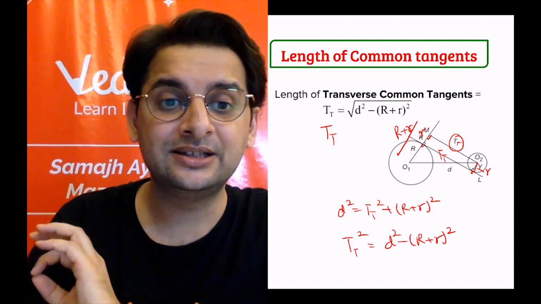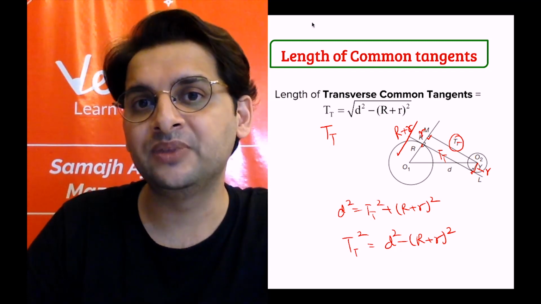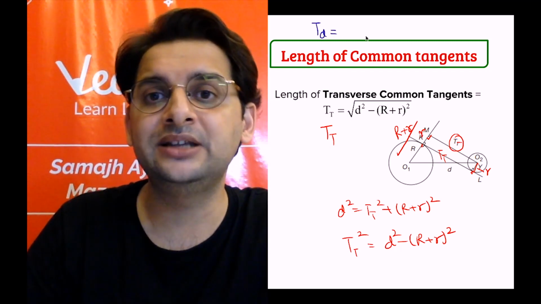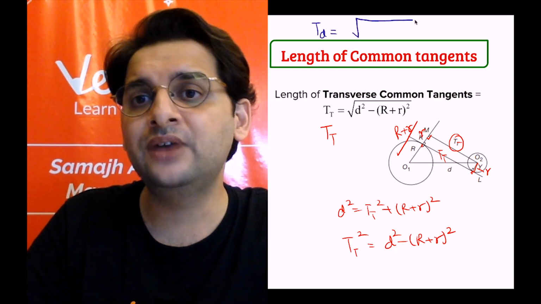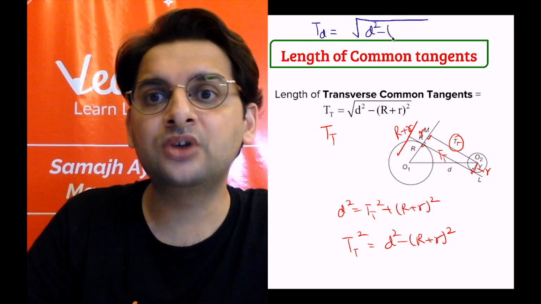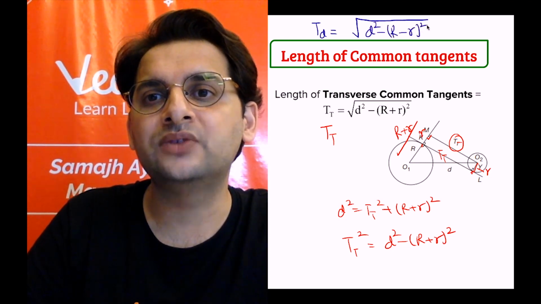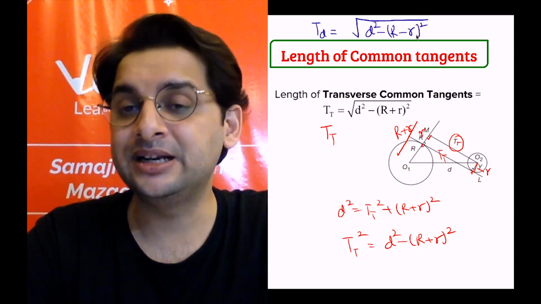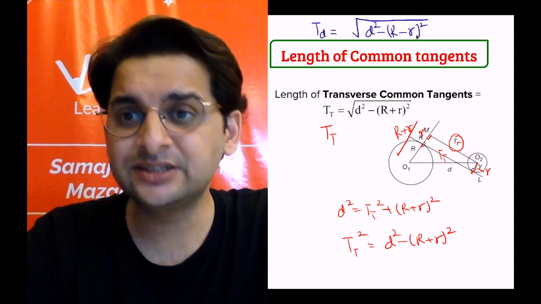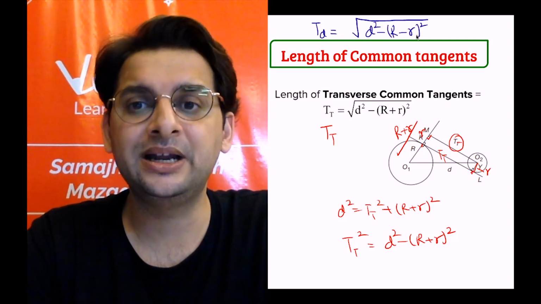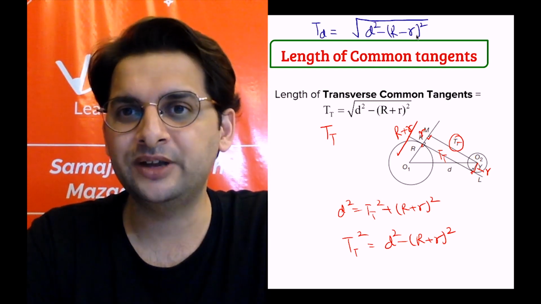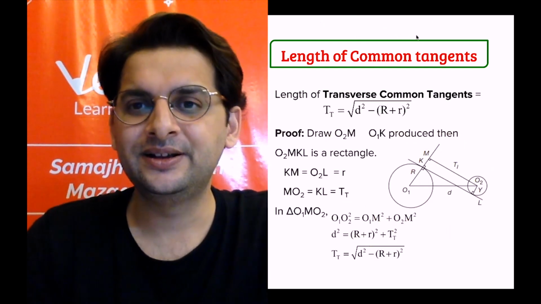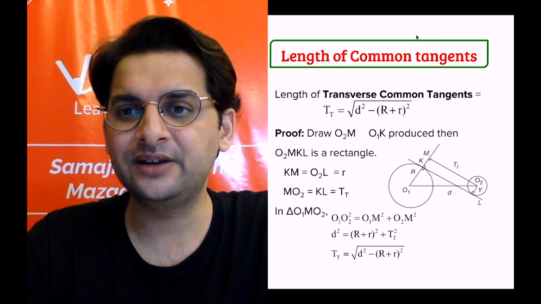Remember, there's a slight difference between the two formulas. The formula for the direct common tangent was root of D square minus of R minus r whole square. For transverse common tangents, it is D square minus of R plus r whole square. Alright. I hope this is clear to each and every one. Yes?